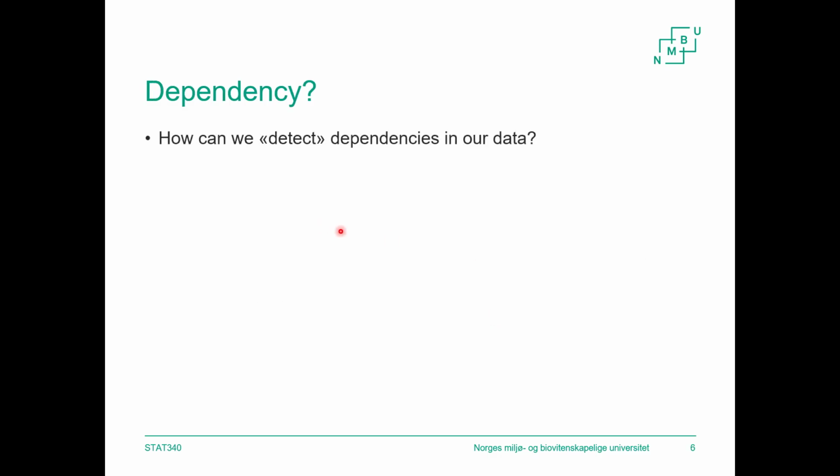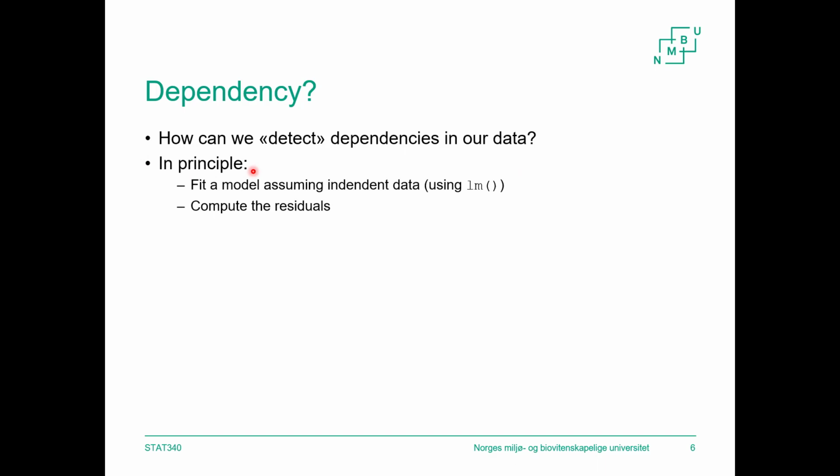Dependency. So how can we actually detect if there are dependencies in our data? Well, it's not so easy, but in principle you could reason like this. Fit a model assuming independent data, for instance using lm, the standard regression or ANOVA model assuming independence, and then you compute the residuals: the observation minus the fitted value, or predicted as we call it, for each observation.